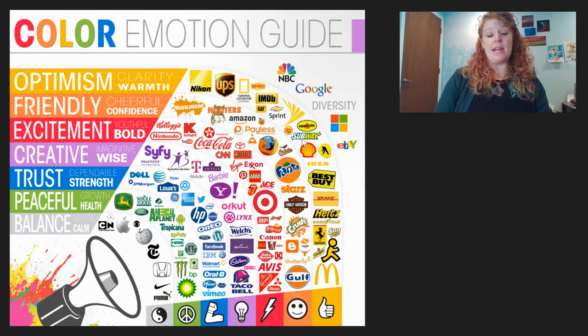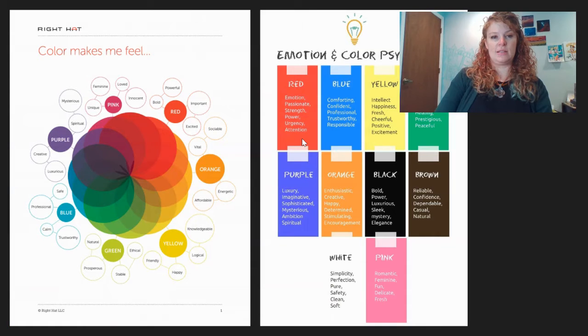When you see purple, you might think creative or imaginative or wise. When you see red, it's exciting, it's bold, it's youthful. When you see orange, you might think it looks friendly and confident and cheerful. And when you think of yellow, you think of warmth and optimism and happiness. So that's still the same thing. We think red is super passionate, gets a lot of attention. Blue is more confidence, okay?